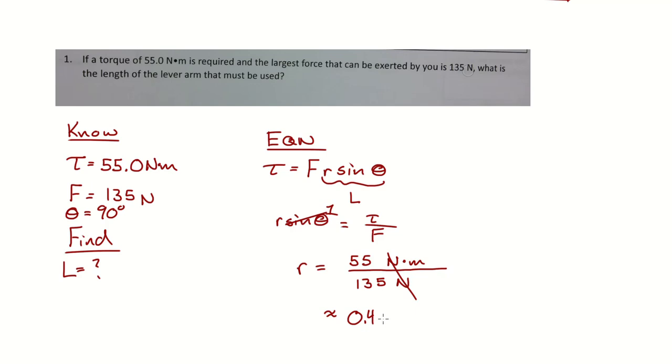0.4 what? 0.407 what? Meters. Meters is the answer that I'm looking for, but I think I like your answer as well. Now, quiz or test, do you stop here? The length of the lever arm is 41 centimeters, or 0.4 meters if you'd rather. Cool. Super hard?